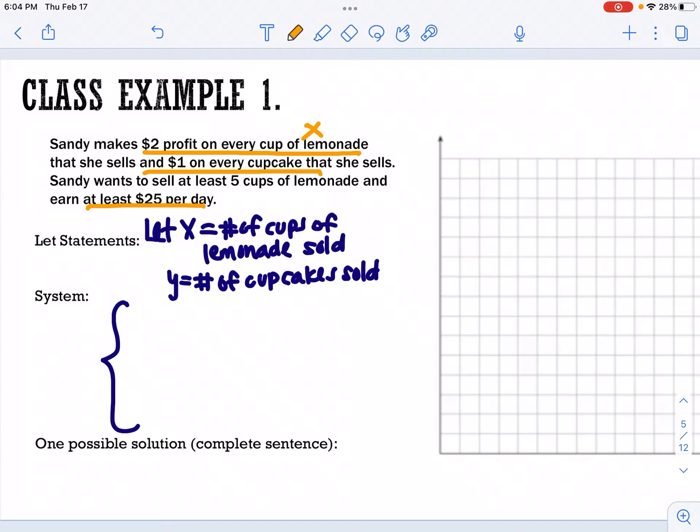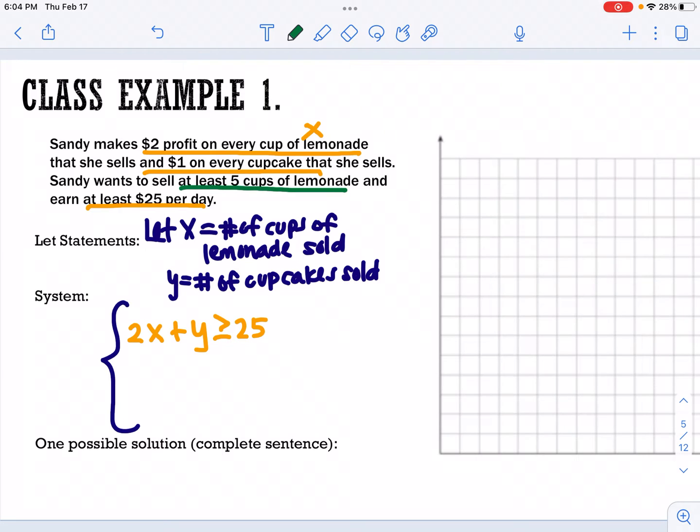So that whole phrase there lends itself to an inequality. If she makes $2 on every cup of lemonade, that represents 2x. Plus, if she makes $1 on every cupcake, I'm going to represent that as 1y, or just y. And we're going to say that amount must be at least $25. In other words, it can be 25, but it must be more than that. So we're going to use greater than or equal to. The next major constraint that I notice is that Sandy wants to sell at least 5 cups of lemonade.